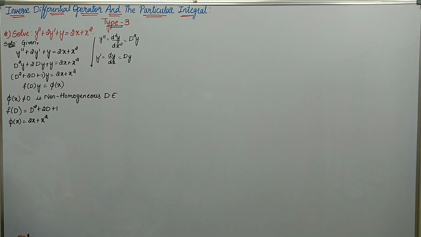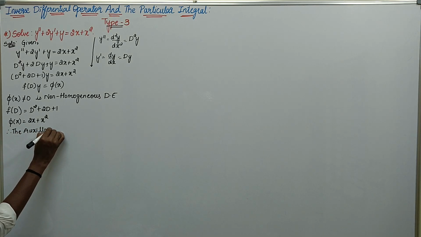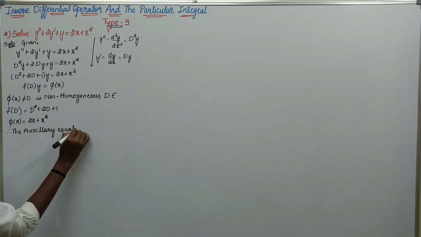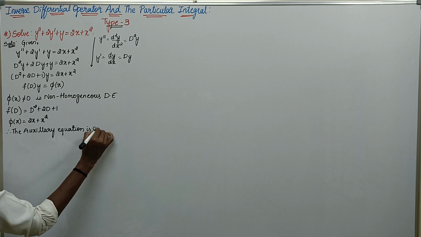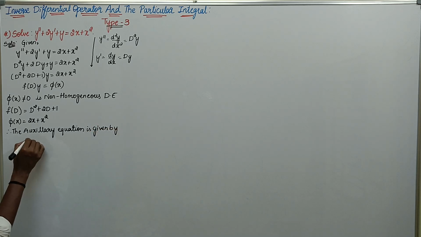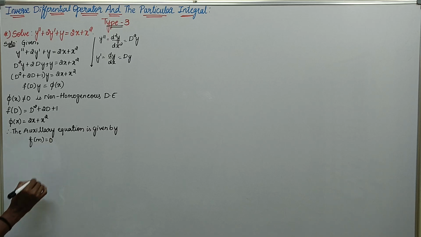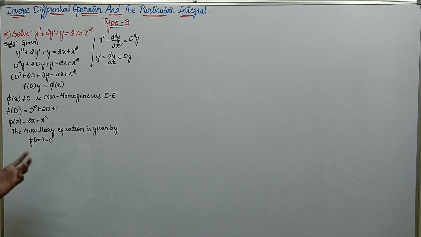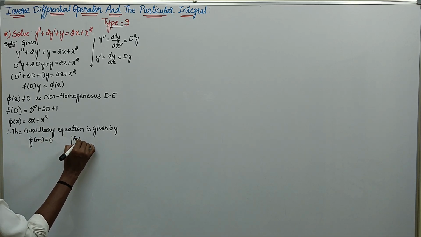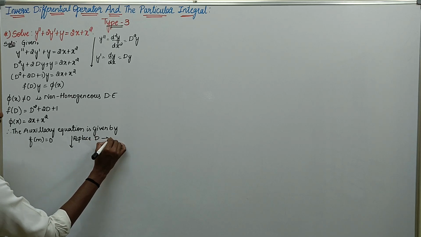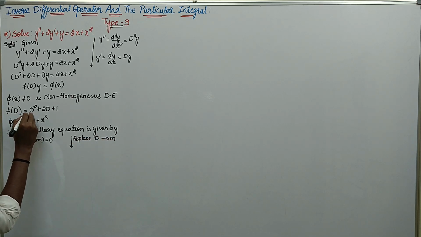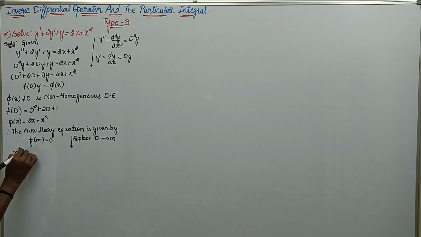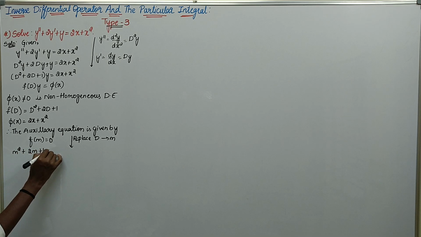What's the point? Now we are supposed to represent the auxiliary equation. Therefore, the auxiliary equation is given by f of m equal to 0. Why are we going to consider the auxiliary equation? Because to find the roots of the given differential equation. So we are going to replace D with m. That is, in place of D I am going to replace m. That is m square plus 2m plus 1 equal to 0.